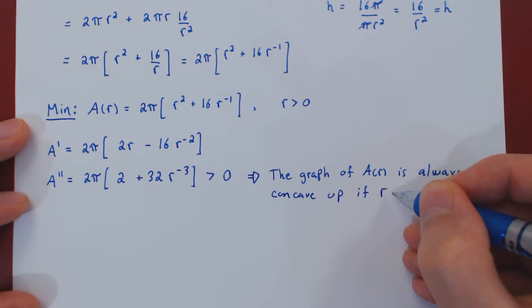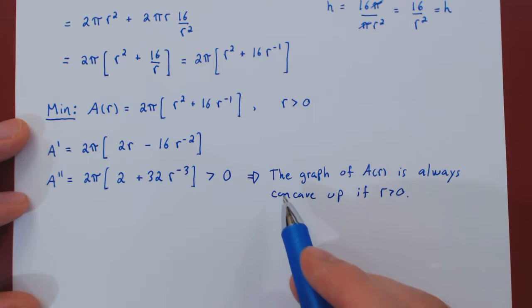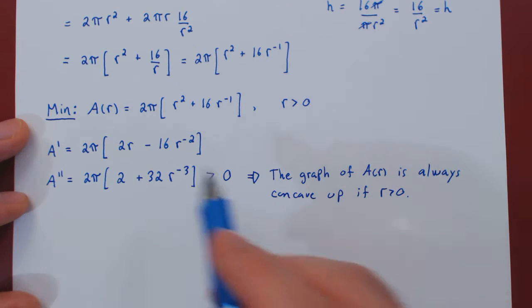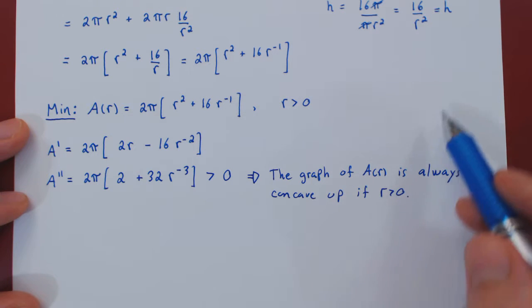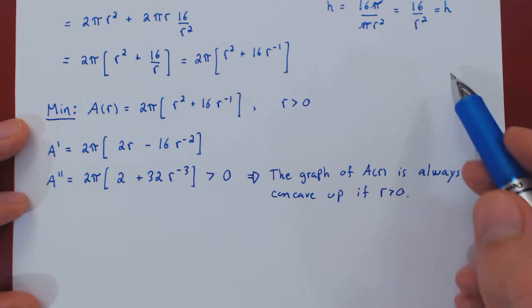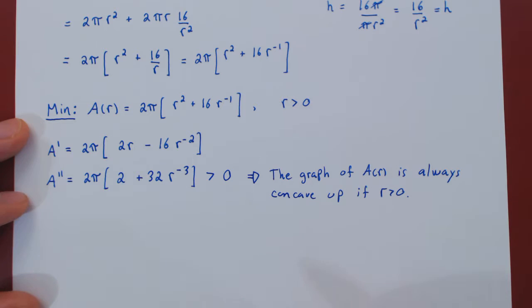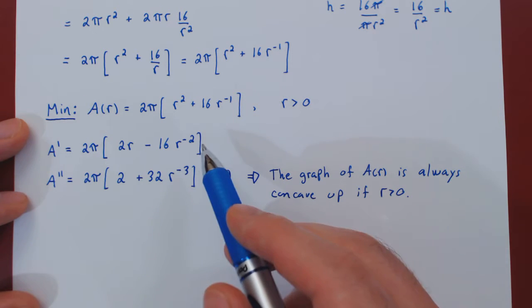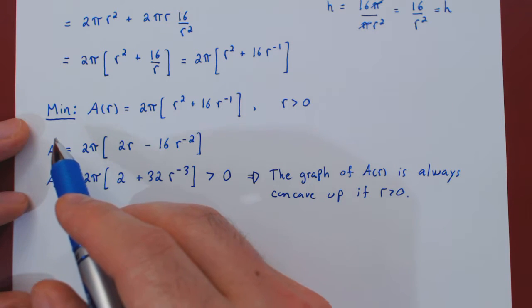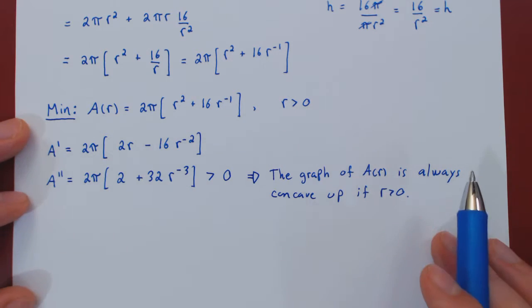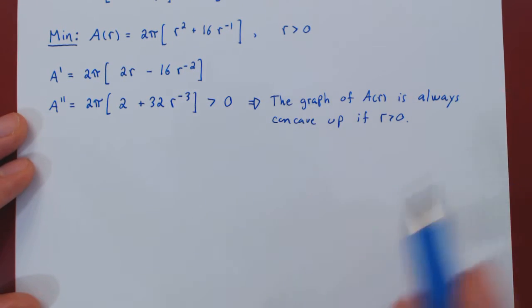Of course, if r is positive, this bodes well for our objective, which was to minimize this function. If it's always concave up, hopefully it will look a little bit like a parabola, and it will have a unique minimum. Well, the minimum we know should be achieved at a critical point, so where the derivative is equal to 0. So let's solve for the critical point.